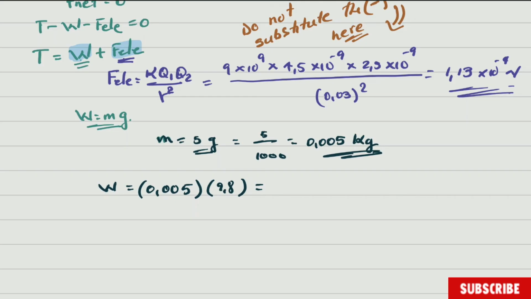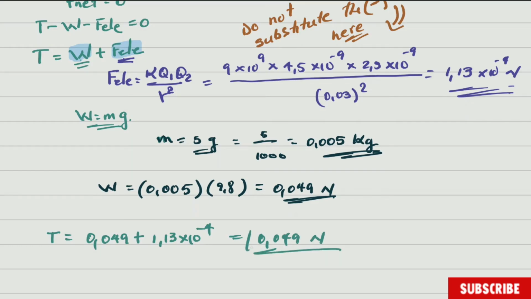9,8, 0,049 Newton. All we have to do now is to add. So we are coming here, tension is equal to 0,049 plus 1,13 times 10 to the minus 4. And the answer will be 0,049 Newton. Guys, this is the answer.